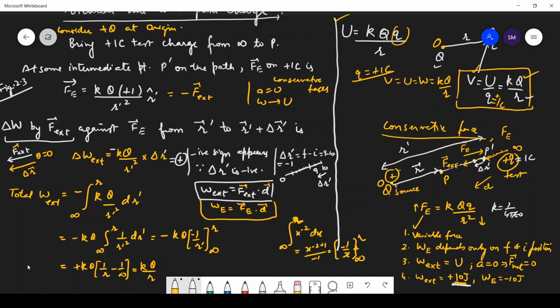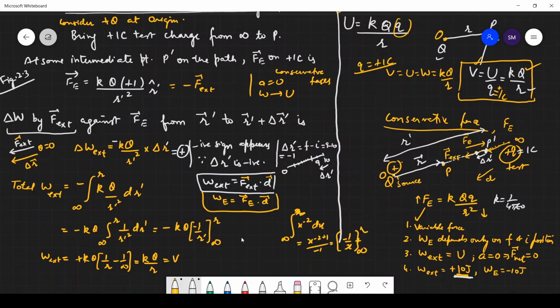And this external work done, this work done by the external force, will be the potential at P. So this was the derivation of the potential due to a point charge. Now students, a very important thing is the graph that we have, which is figure 2.4.